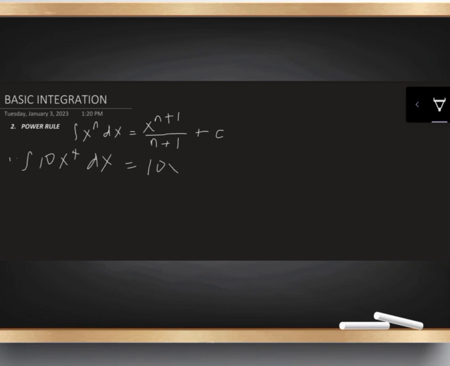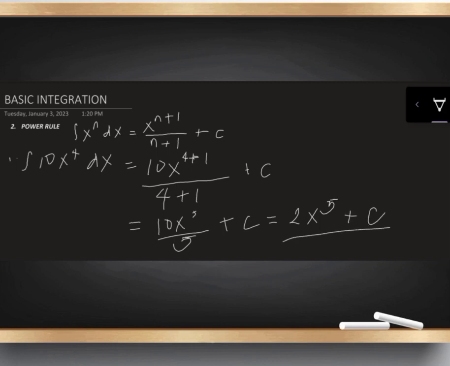So it will go x raised to 4 plus 1 over n, which is 4 plus 1, plus c. So simply simplify. It will be 10x raised to 5 over 5. As you can see, we can cancel 10 and 5. It will give us 2x raised to 5 plus c. This will be our final answer.